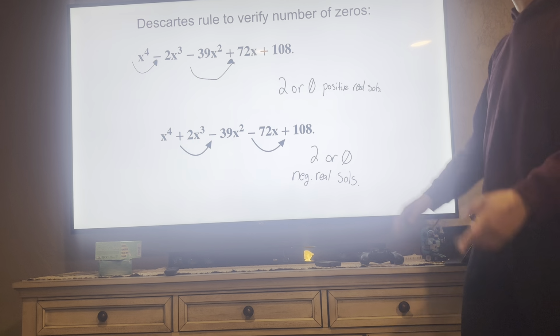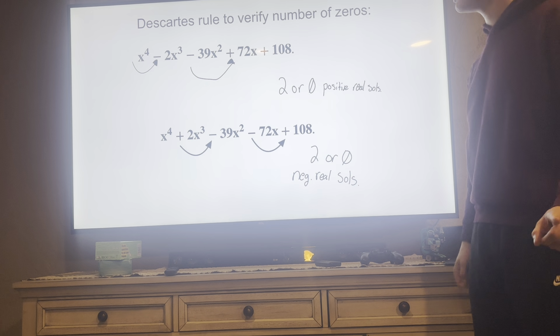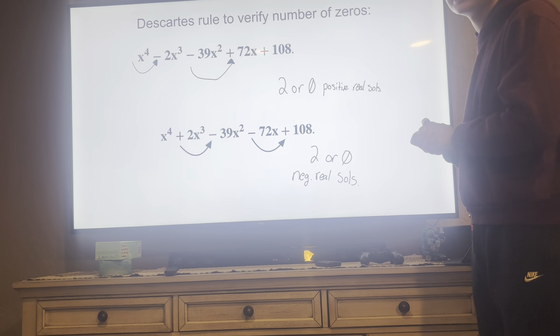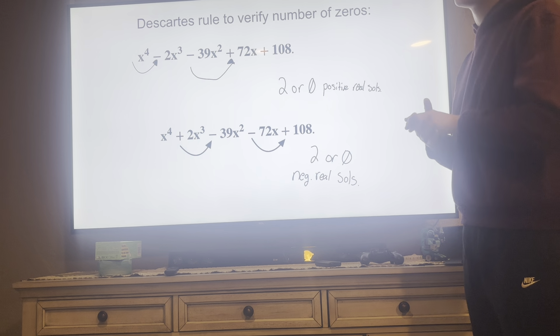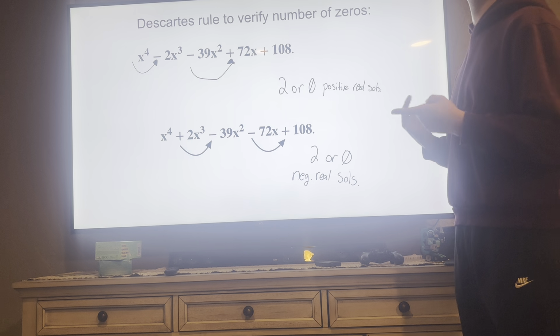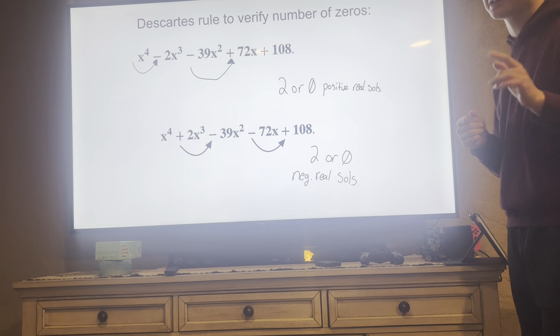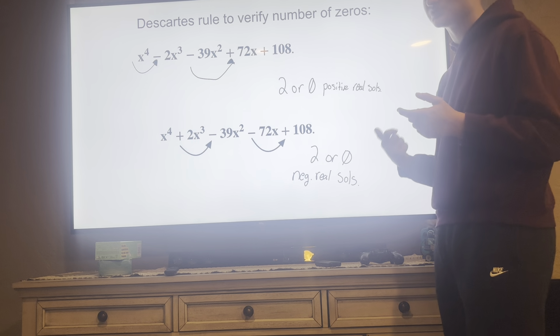But we did that for the positive number of zeros. Now we've got to do it for the negative. For the negative, all you do is you're flipping signs, but you have to do it very specifically. Once you understand, it's not confusing. But if you mess up, it will kind of screw up your answer, which is not good, because this is how we are verifying that we can have 2 positive and 2 negative solutions that are real.